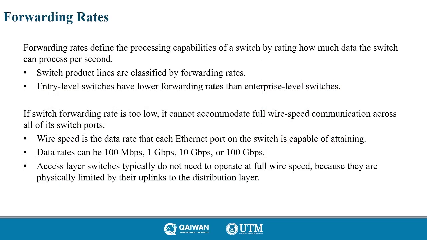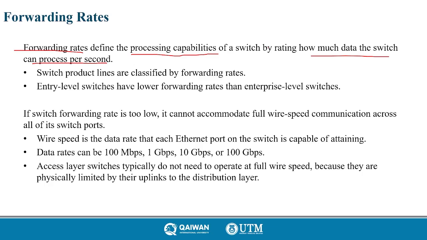Now, forwarding rates. Forwarding rate defines the processing capability of a switch by rating how much data the switch can process per second. Okay, the amount of data that can be processed in a second would be the forwarding rate for a switch. Now, switch product lines are classified by forwarding rate. So if they ask you how switch product lines are classified, you say by the forwarding rate. And if they ask you what the forwarding rate is, you say it is the amount of data that can be processed in one single second.